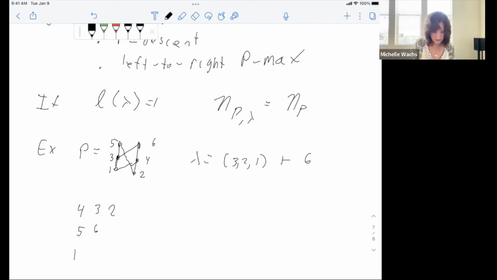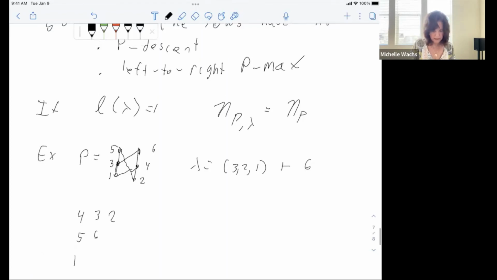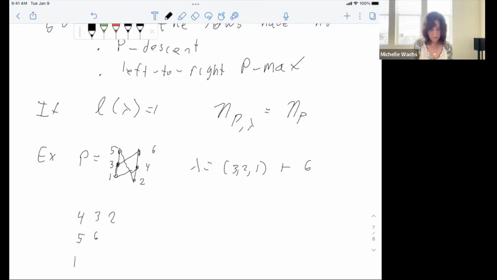And you can see there's no P descent in the first row because 4 is not bigger than 3 and 3 is not bigger than 2 in the poset. Same with the second row and the last row. And there's no left to right P maximum. So this is in NP lambda. Okay, any questions?